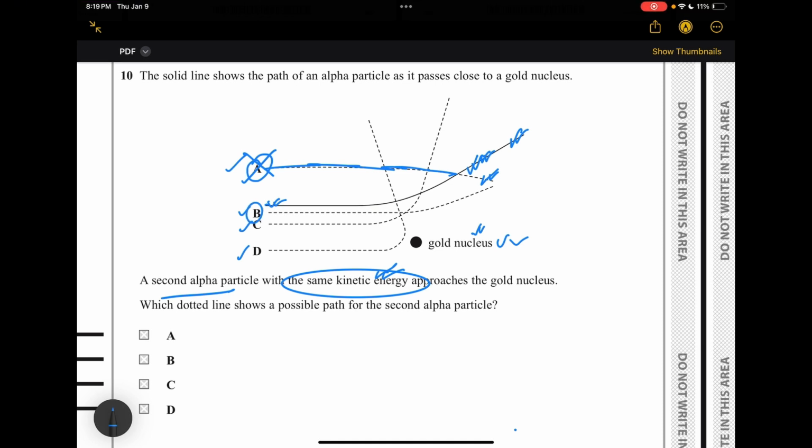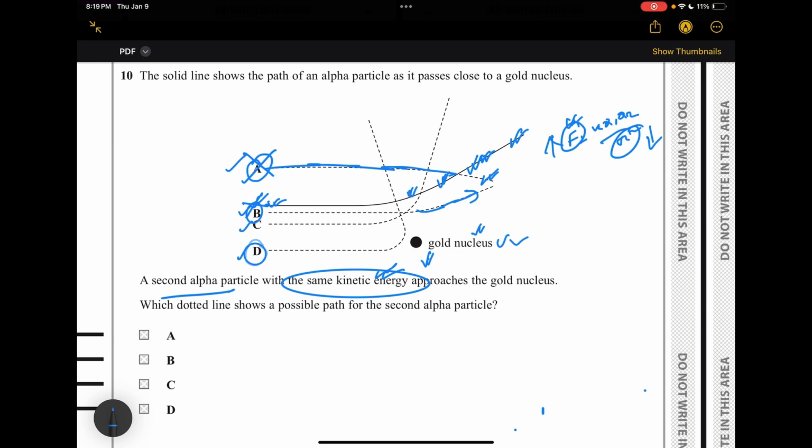Now moving forward to B, we can see B is closer to the gold nucleus than the first alpha particle, so there must be a greater force acting on it. We know F is equal to k q1 q2 divided by r squared. As the radius decreases, the force increases. So B has a lesser radius than the first alpha particle, so the force must act greater on B. So B should have deflected more because the greater force was acting on it. As it has deflected less, B cannot be our answer as well.